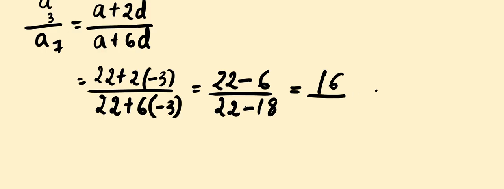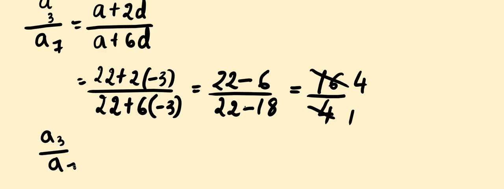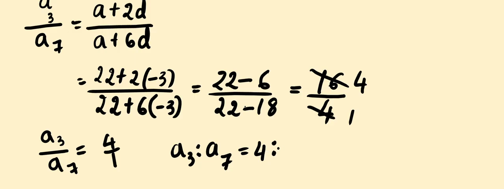That means 4. Again, we will simplify here. 4 ones are 4, 4 fours are 16. So a3 divided by a7, that is 4 divided by 1. Or in ratio form, 4 is to 1.